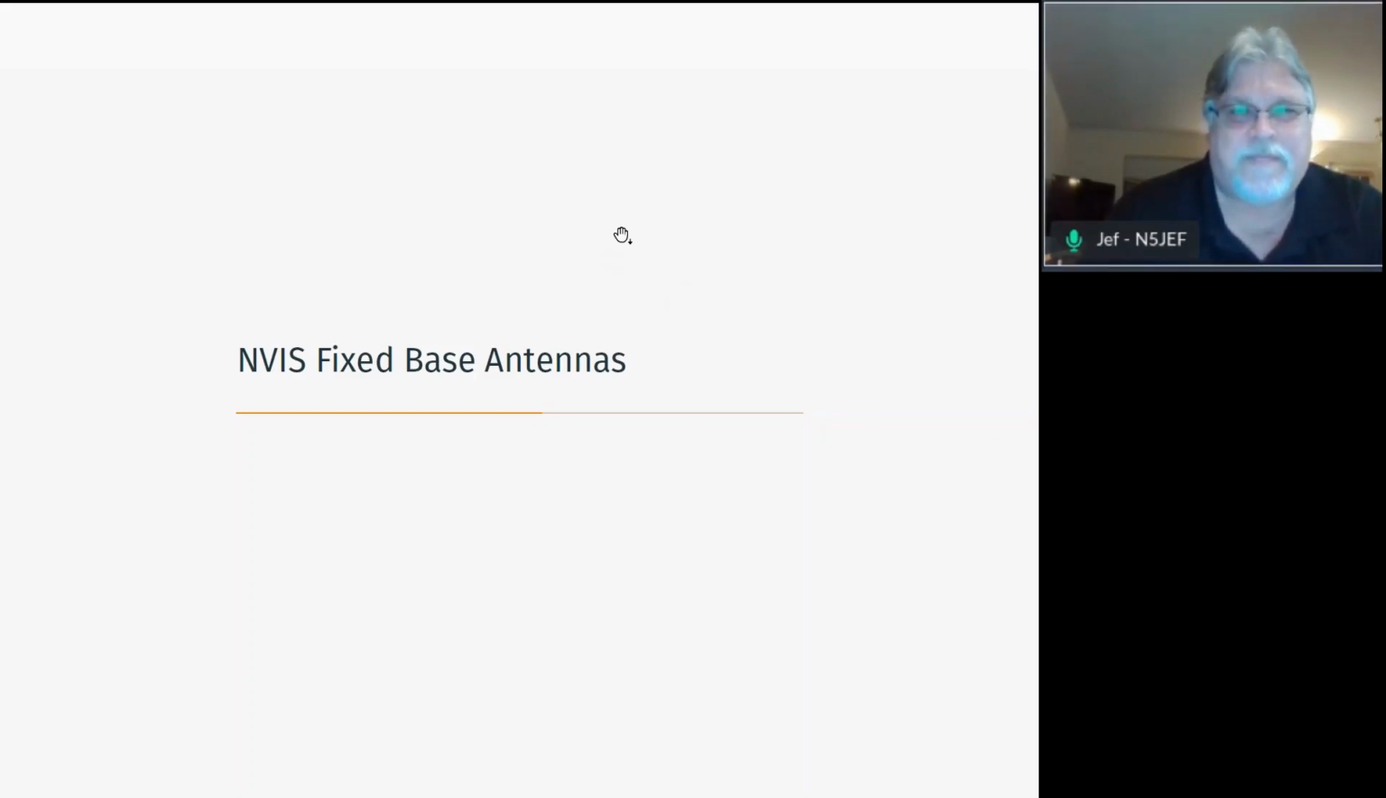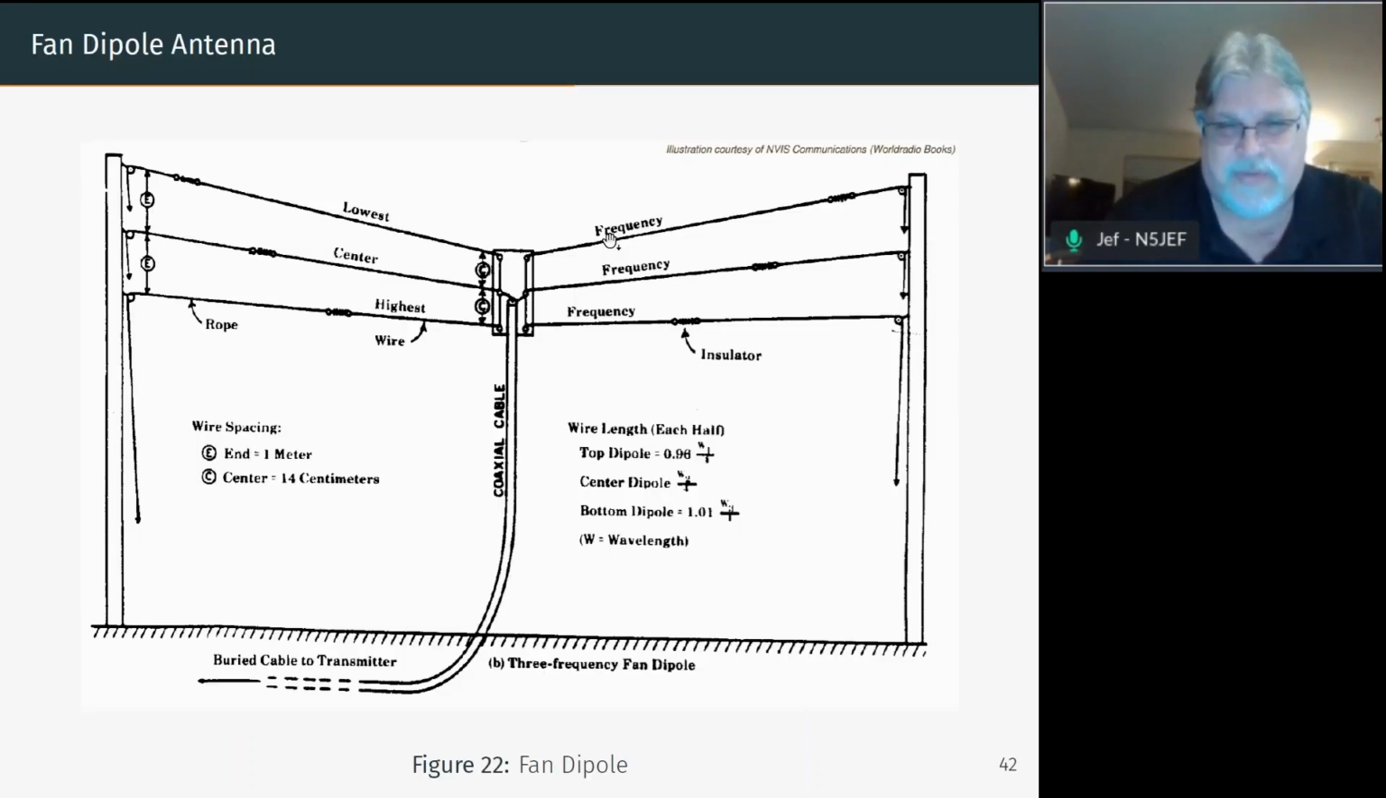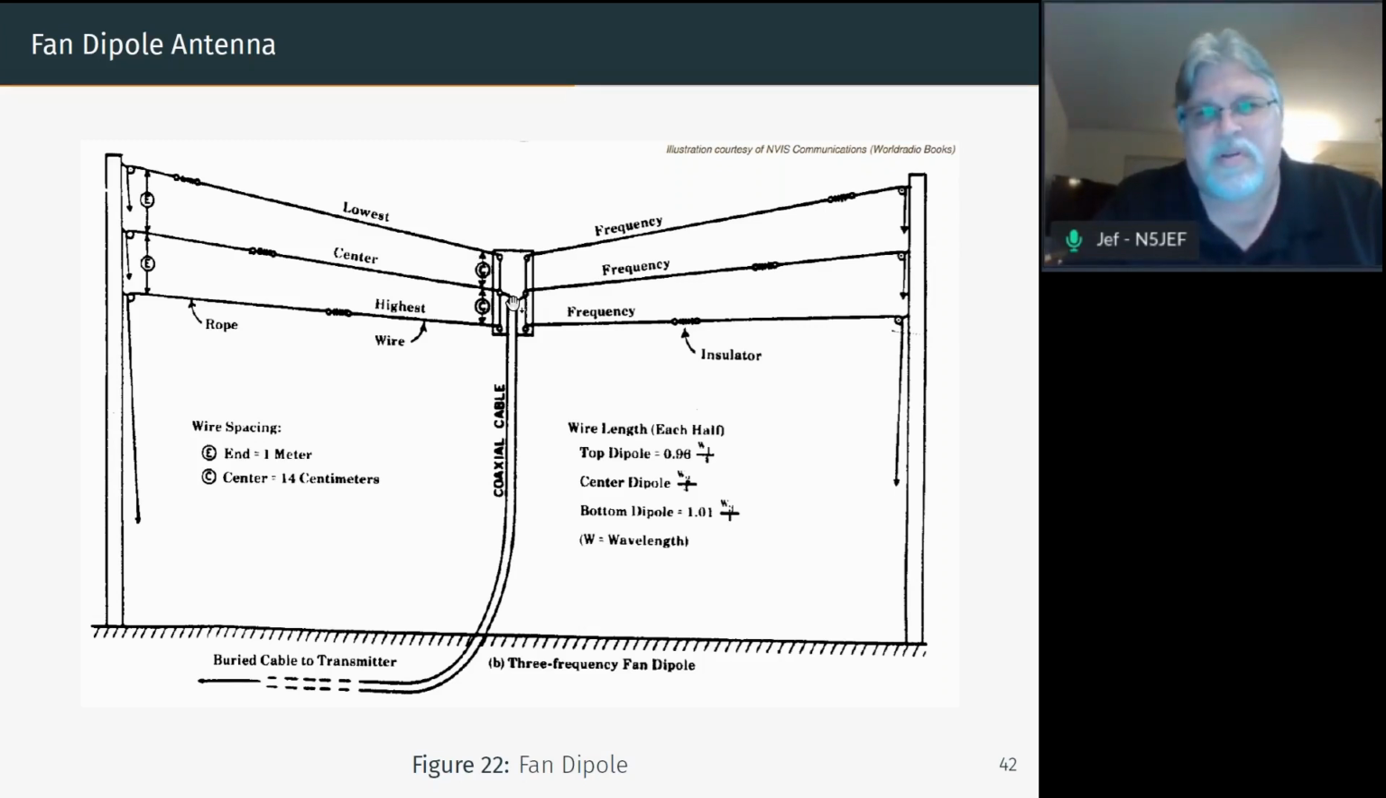Okay, moving on. Let's just look at a few examples of fixed base antennas. A lot of this came out of the military manuals from several years back. This is one that you may know as a fan dipole, and it's just 3 different dipoles, all with a common center point. It's simple. The advantage is you only need 1 feed line, and if you tweak it right, you'll get a reasonable SWR on all 3 of your bands.